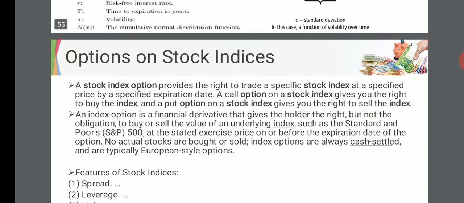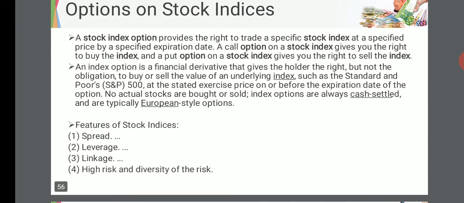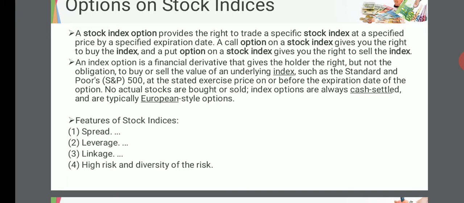So this is there. Now, options on stock indices. A stock index option provides the right to trade a specific stock index at a specified price by a specified expiration date. A call option on a stock index gives you the right to buy the index, and a put option on the stock index gives you the right to sell the index.